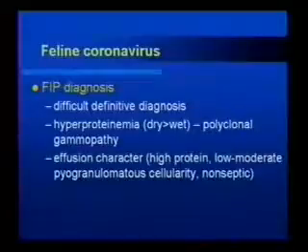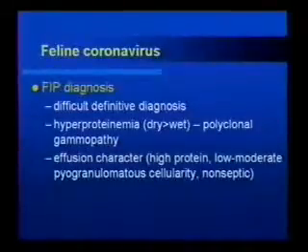If they have an effusion that is characterized by high protein, low to moderate pyogranulomatous cellularity, and no evidence of bacterial infection, this is very consistent with the wet form of FIP and makes diagnosis much easier.